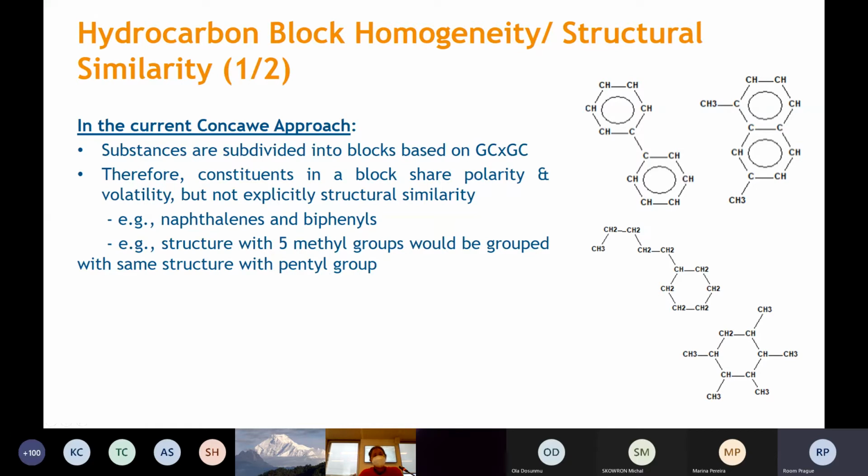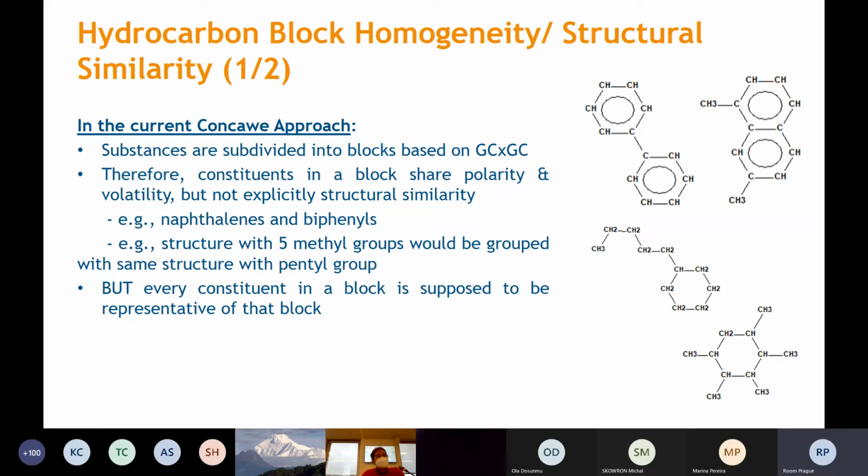We also would have structures with different alkylations put in the same block. For example, if you have a structure with 5 methyl groups, it would be in the same block as the same backbone structure, but with a pentyl group.